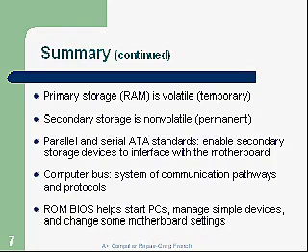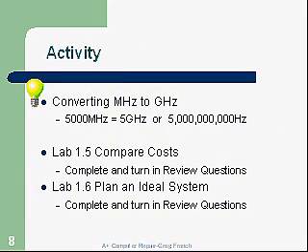Activity. We're going to do some conversion of megahertz to gigahertz. We're going to look at 5,000 megahertz. 5,000 megahertz would equal 5 gigahertz. Or we could say 5 billion hertz. So instead of having to write out 5 billion hertz, we can represent it as either 5,000 megahertz or even shorter yet, 5 gigahertz. So these symbols really help us to be able to take very large numbers and represent them more easily.